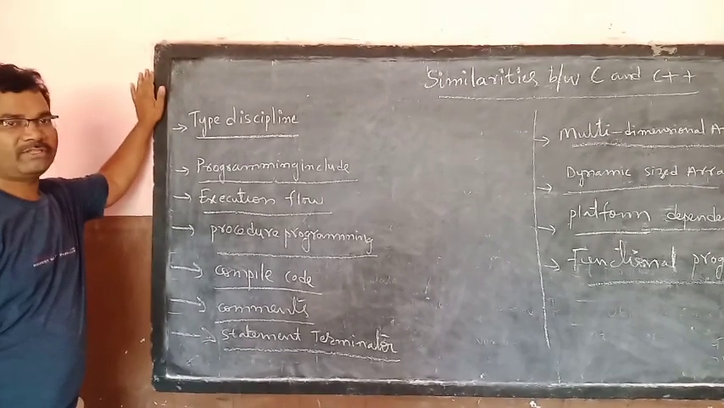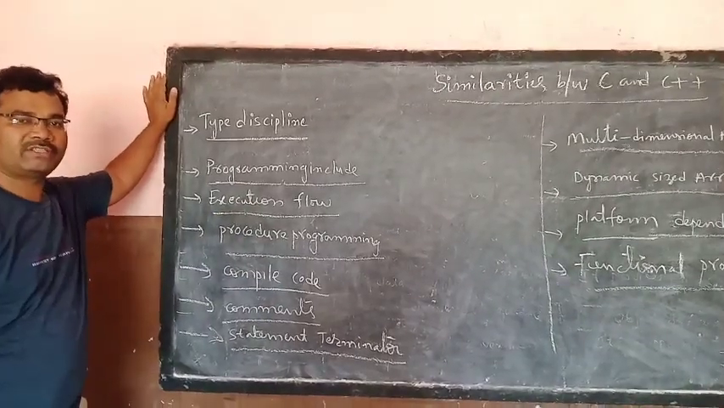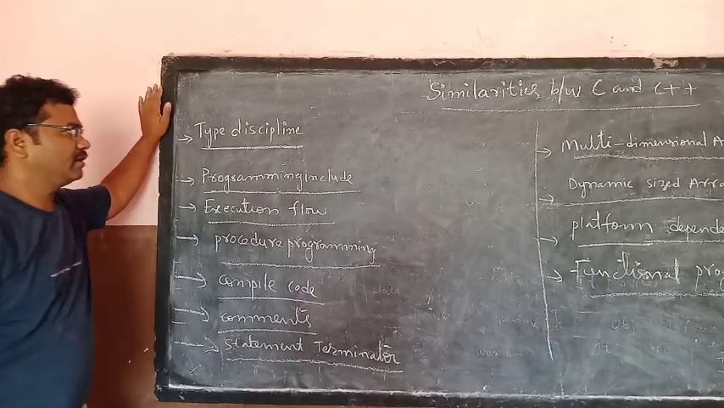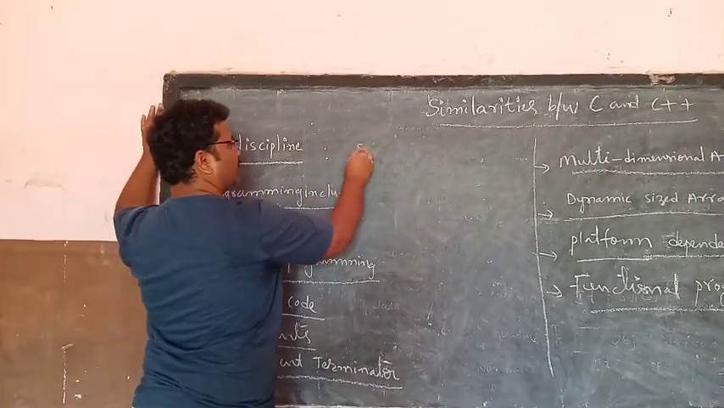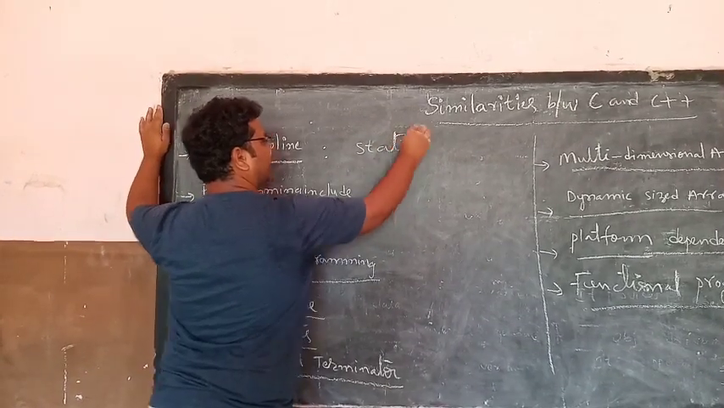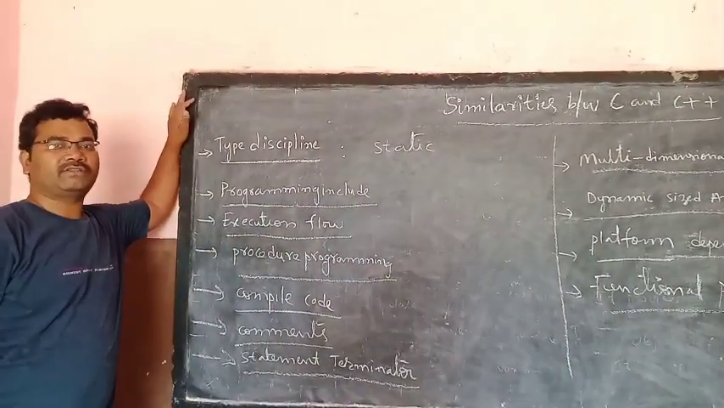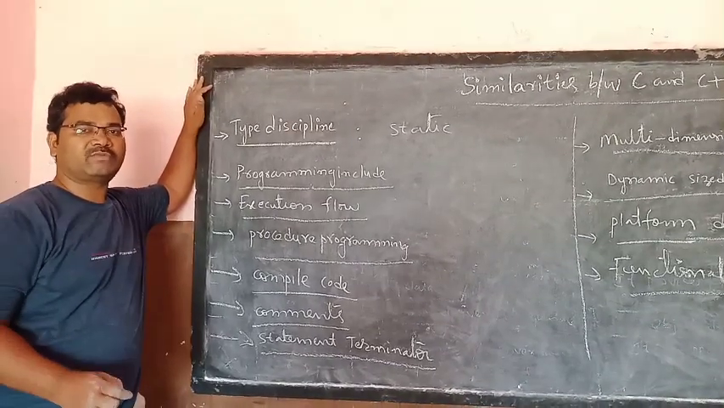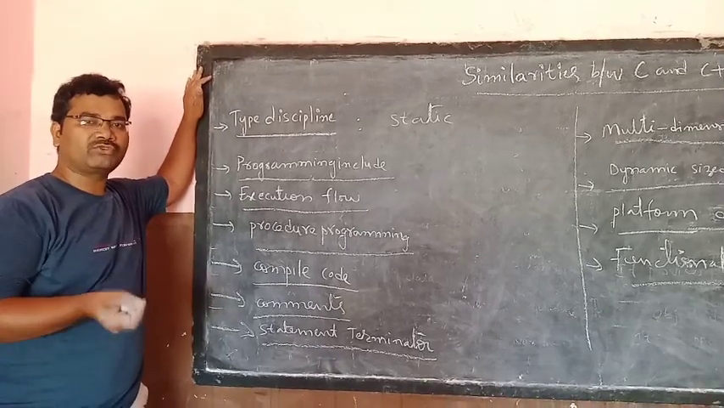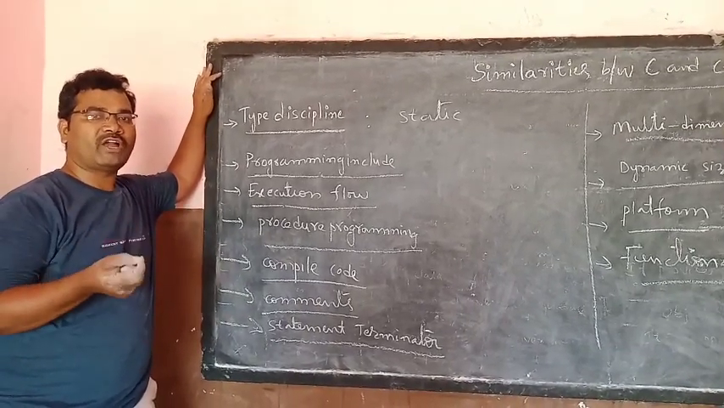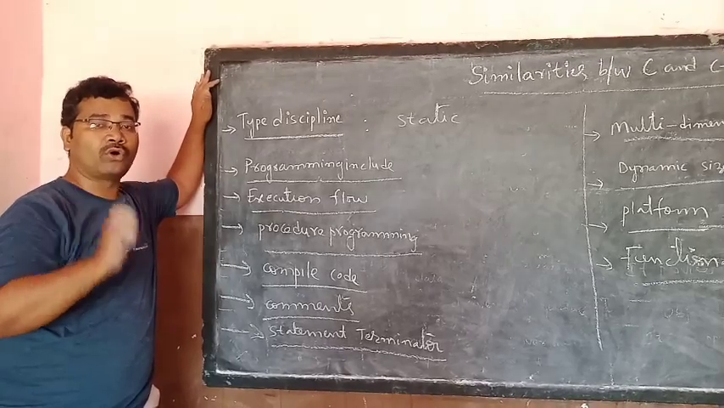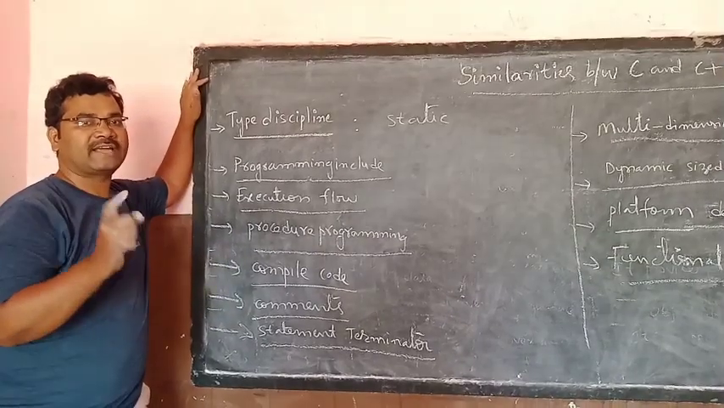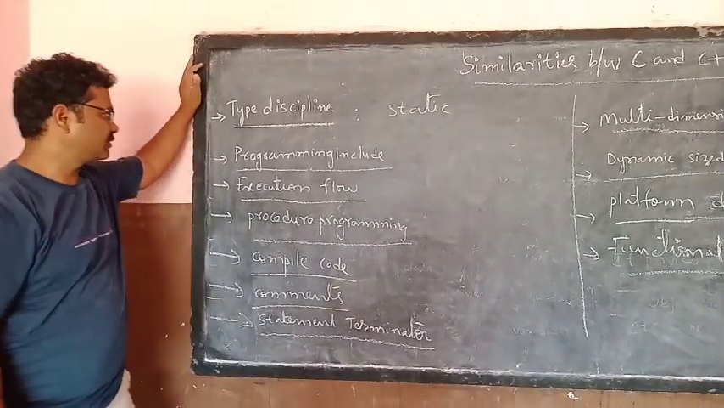Similarities between C and C++. These are the similarities between C and C++. The first point here is type discipline. Both C and C++ are static languages. Static languages means before storing a value, the programmer needs to specify what type of value the variable is going to hold. Both C and C++ are static discipline programming languages.